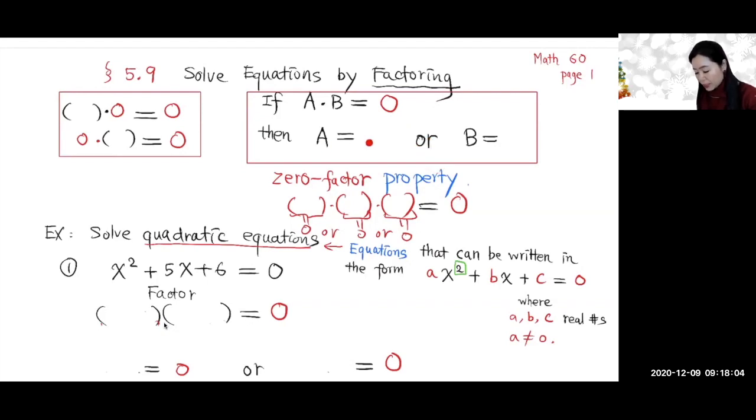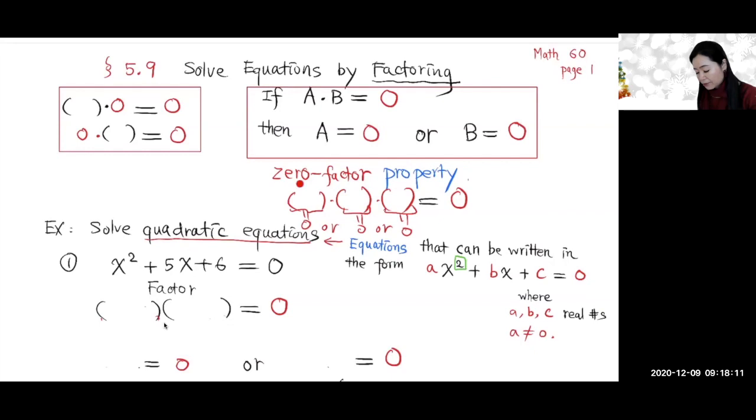So A will be equal to 0, or B equal to 0. This is called the zero factor property. When you multiply factors and the product is equal to 0, then you can conclude that at least one of the factors is equal to 0.